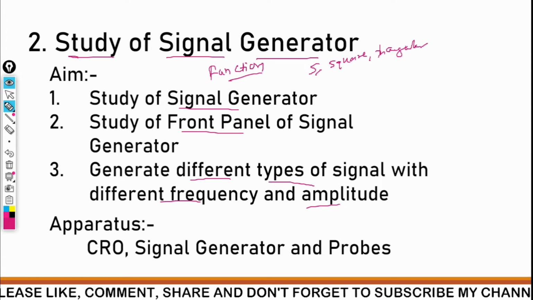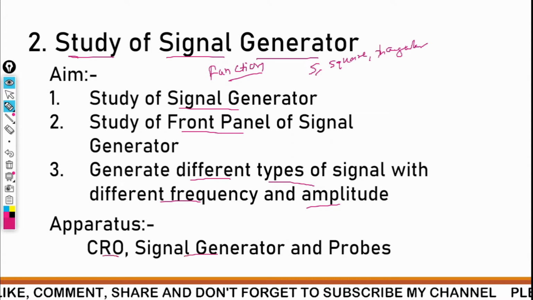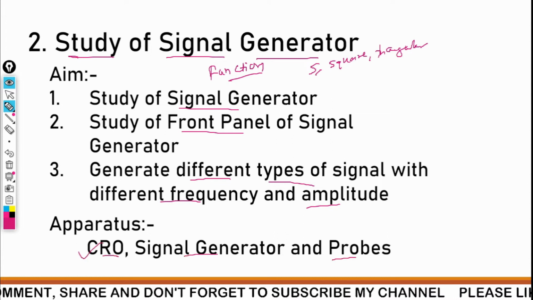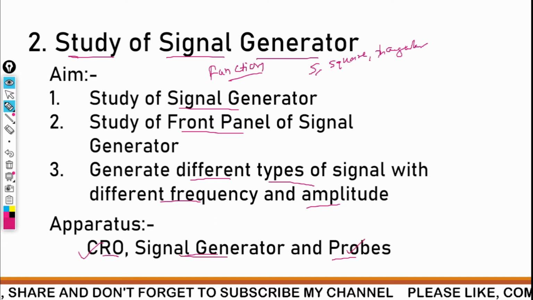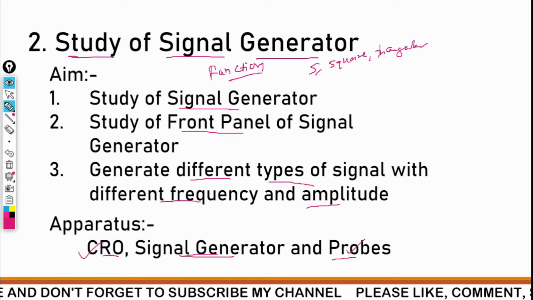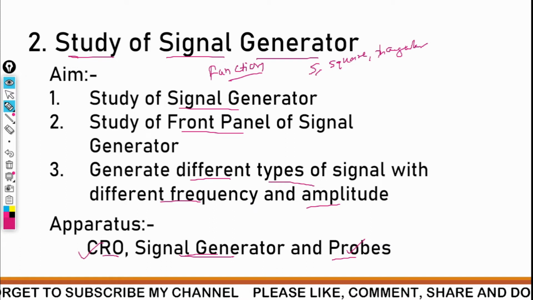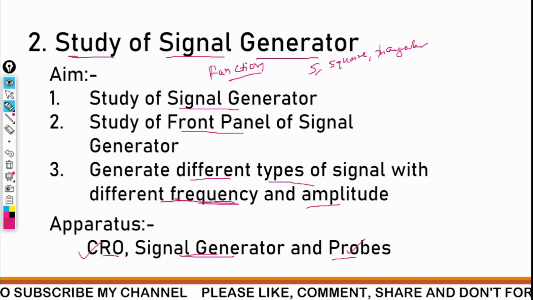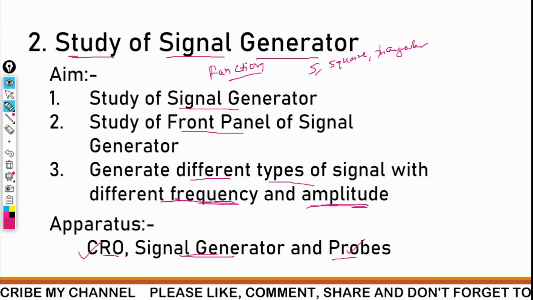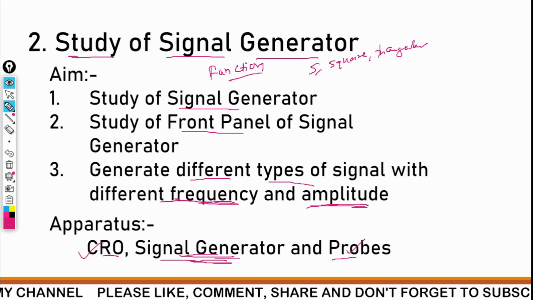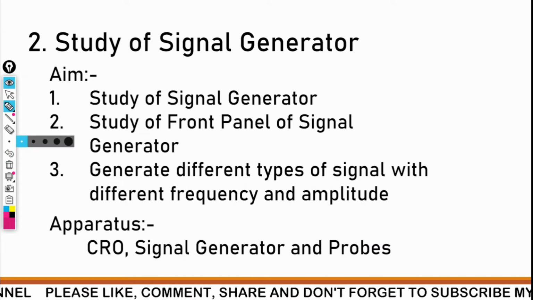What we need is apparatus called a CRO, signal generator, and probes. So we have seen a CRO and probes. We need to study the signal generator first of all, and then we are going to combine the CRO and signal generator together with the probes to find out how to measure the frequency and amplitude, as well as how to generate the frequency and amplitude.